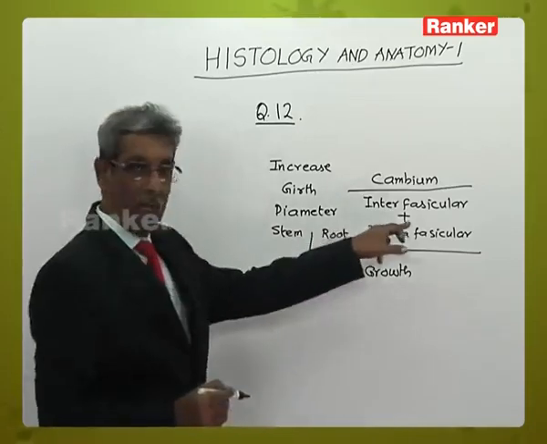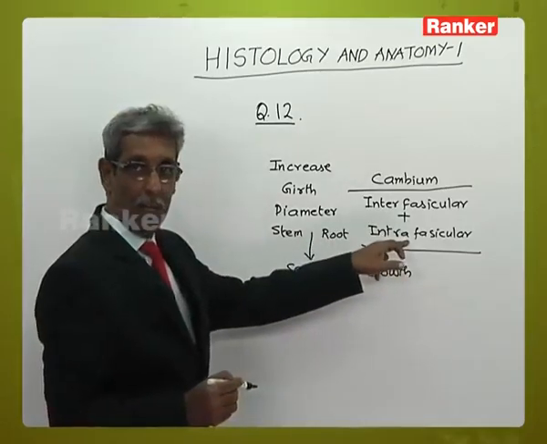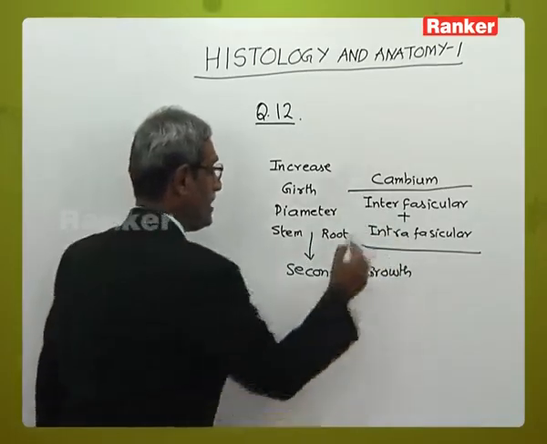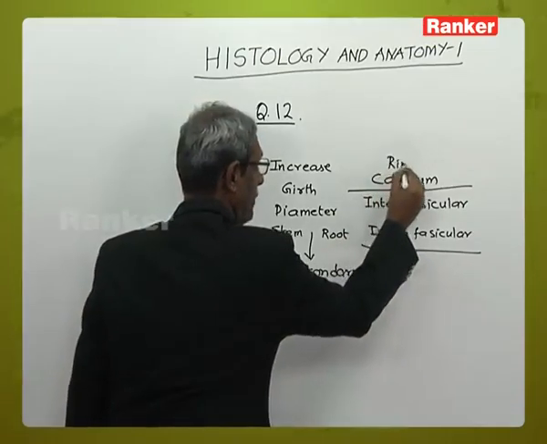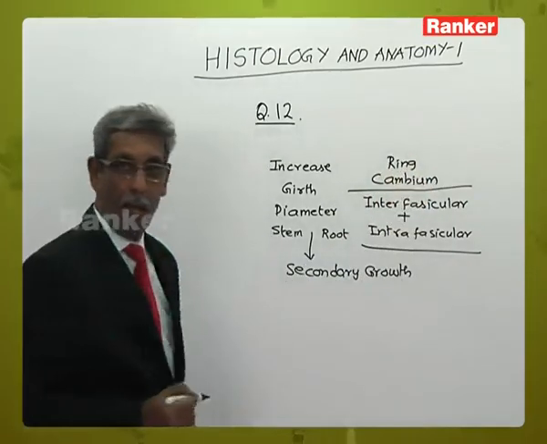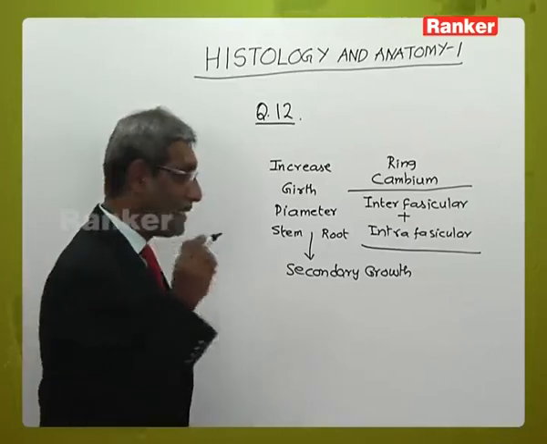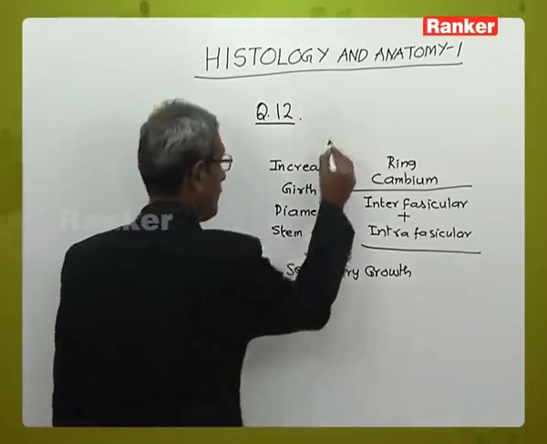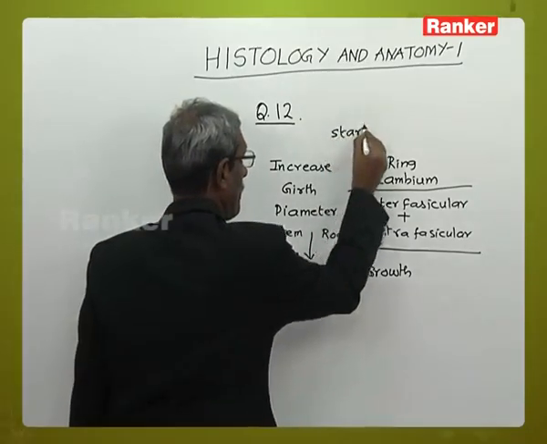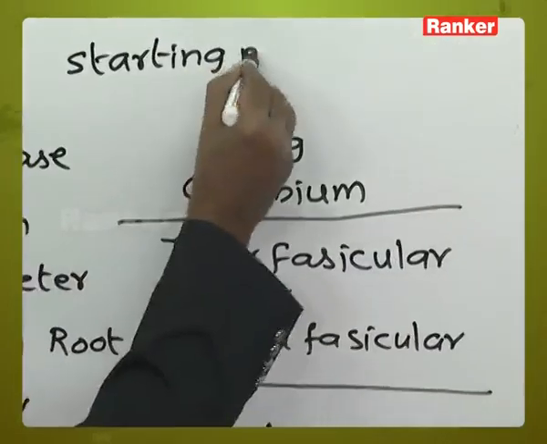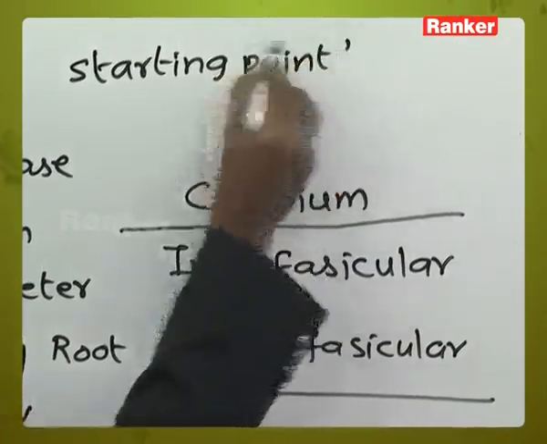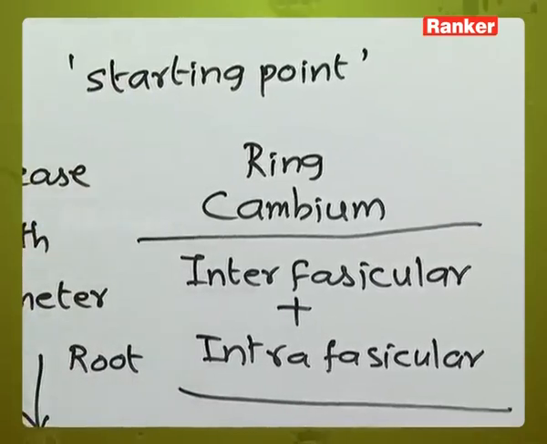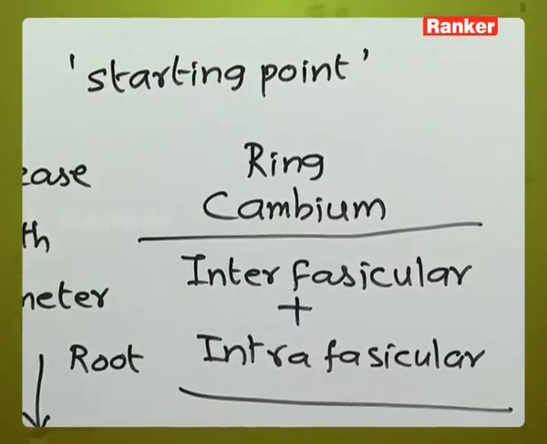Once the interfascicular and the intrafascicular cambium come together, it results in the formation of a cambium ring. And the cambium ring is the starting point for secondary growth. From the cambium, we have the tissues which are cut. It gives rise to the xylem and the phloem on either side.